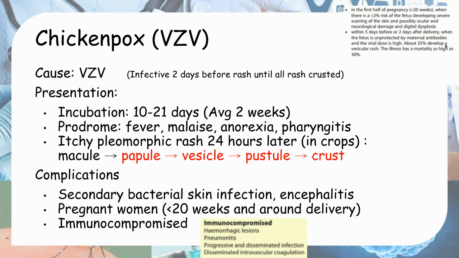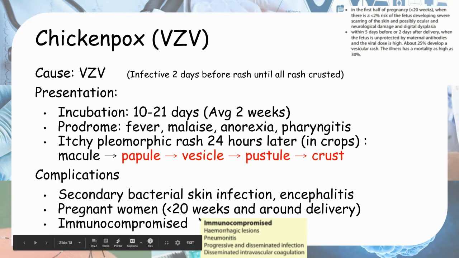Then the child has a 25% chance of developing a vesicular rash, and this illness has a mortality rate as high as 30%. So chickenpox, avoid getting in contact with pregnant women so that you don't infect them.